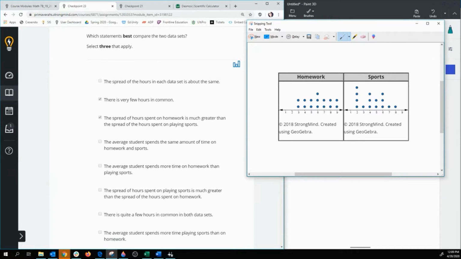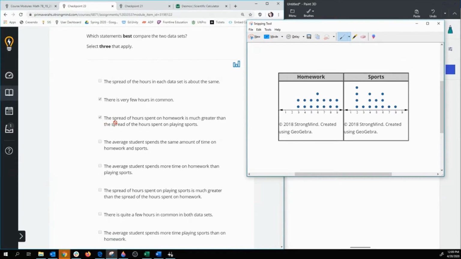So they're definitely different. The next one says there are very few hours in common. Well, I don't necessarily know if I would say that one is true, because there's 3 dots above 6 here, and there's 3 dots above 6 here. I would say they're pretty common.